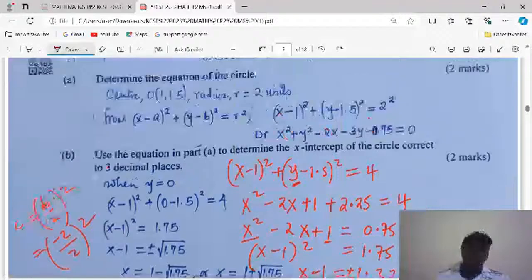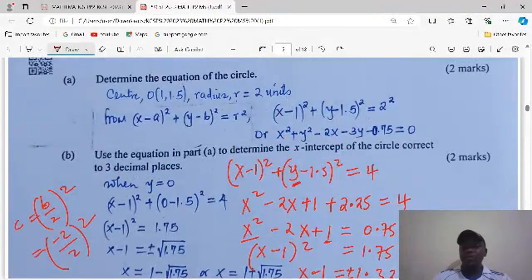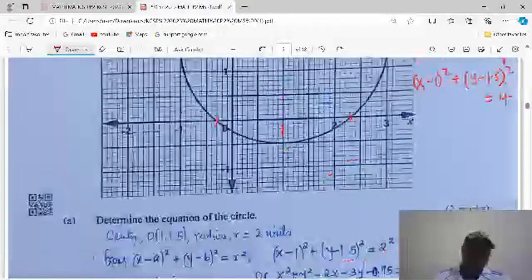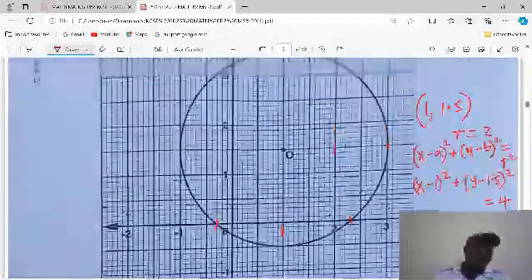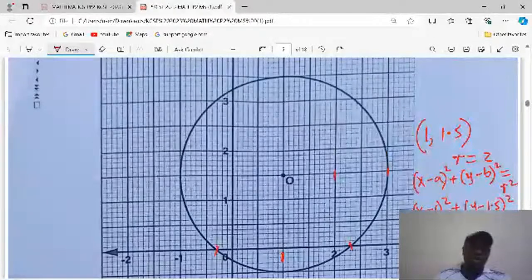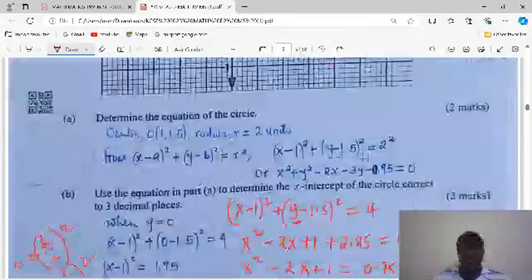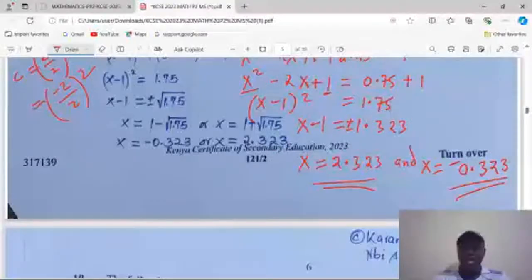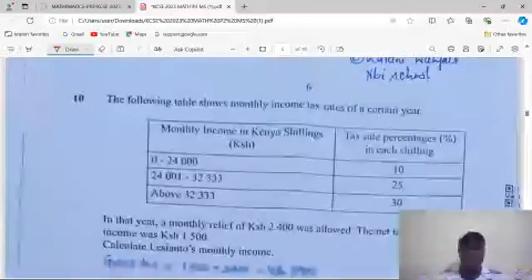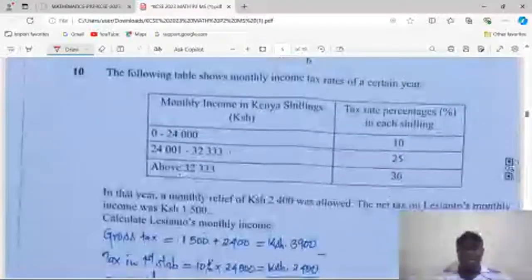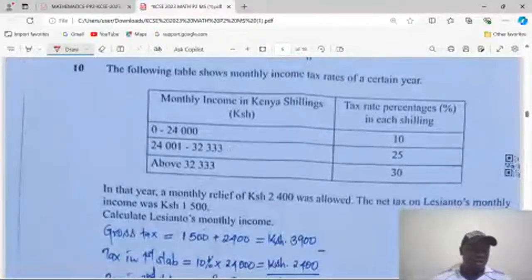So when we talk of x-intercept, whether we are dealing with curves, circles, or straight lines, those are points where the value of y becomes 0. The x-intercept is the point where the function cuts the x, or the horizontal axis. The horizontal axis.